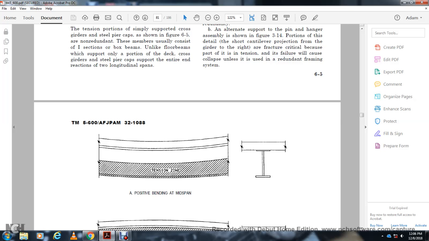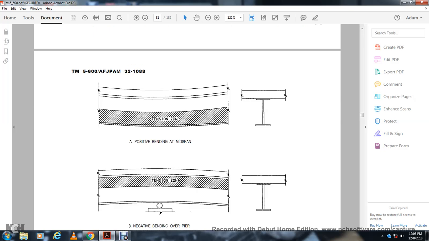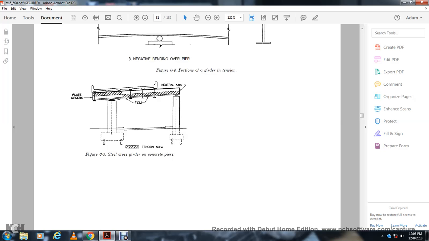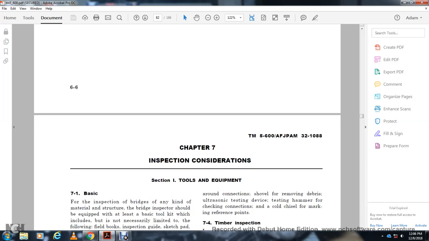A shows the positive bending at midspan, the tension zone, and then B shows the negative bending over the pier, also a tension zone. Figure 6.5 also shows the steel cross girder on the concrete piers, neutral axis, and fracture critical members of the plate girders in the tension area. Chapter 7, Inspection Considerations.